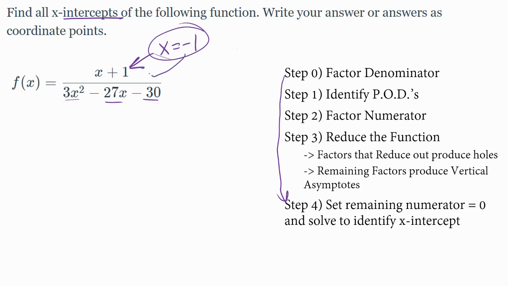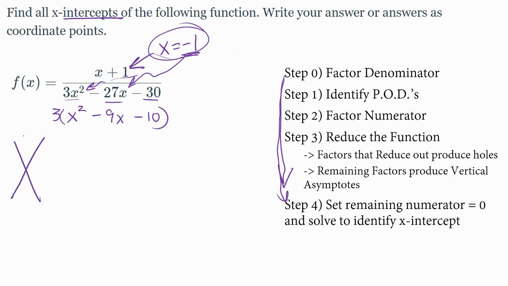Now, one possibility is you could just go ahead and plug in -1 right here and see if it makes the bottom 0. If it does, then you don't use that. And if it doesn't, then you're good. But we'll work our factoring process to keep things the same here. So 3 factors out: x squared minus 9x minus 10 is what the trinomial is.